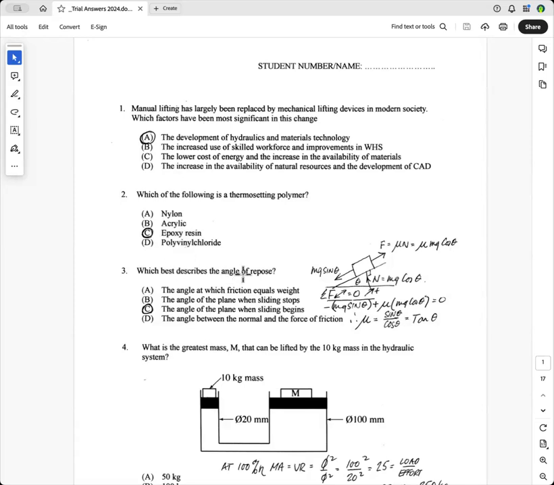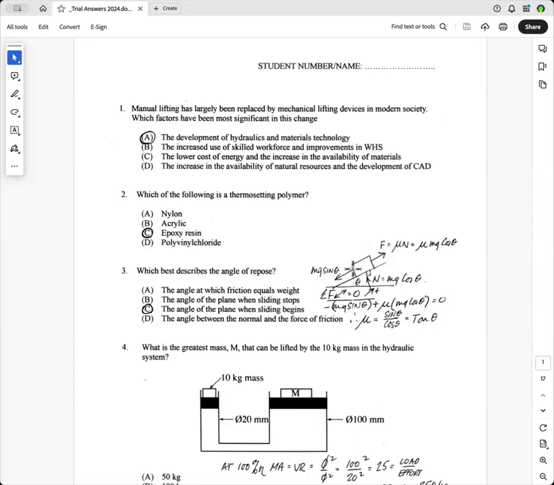Which best describes the angle of repose? Now, the angle of repose is the angle at which the slope will produce initiation of movement of the body on the slope. So the angle of the plane when sliding begins. And this is how you derive the angle of repose with a block on an incline.